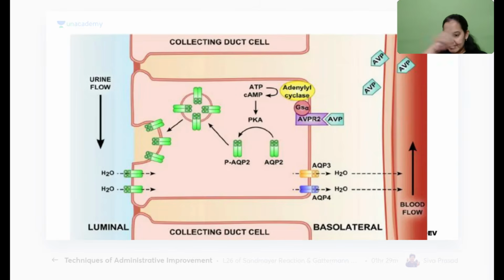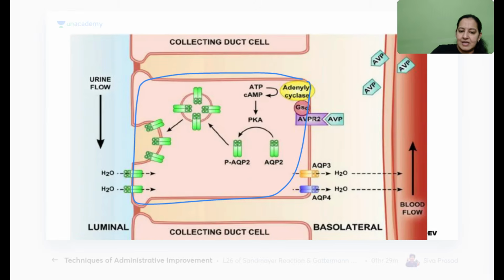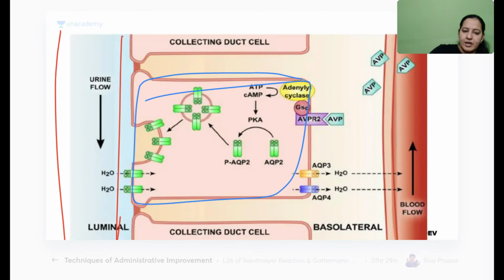So this is the diagram. This cell is a cell of the collecting duct. Can you see the cell in this diagram? This is a cell of the collecting duct. See, I'm highlighting it. So on one side of this cell, can you see, this is the lumen containing urine. On the other side of it, this is a blood vessel.